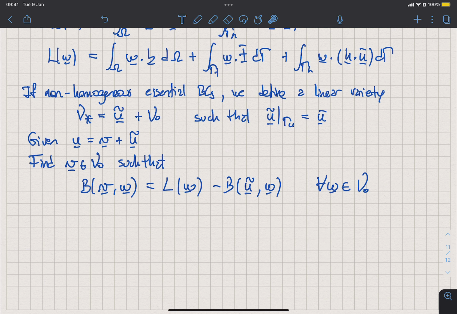We'll go through this part because it requires a bit of thinking, but there is a very nice way to deal with this problem of non-zero essential boundary conditions in the implementation, and actually the code that you have already does that. Okay. Any other questions?